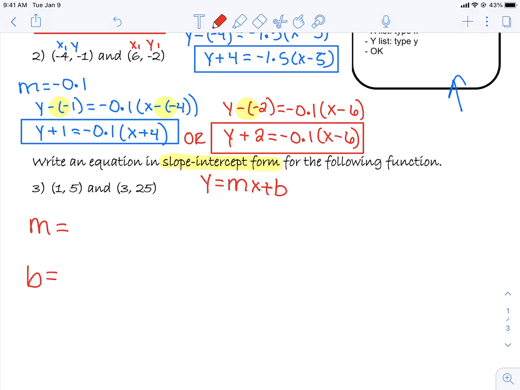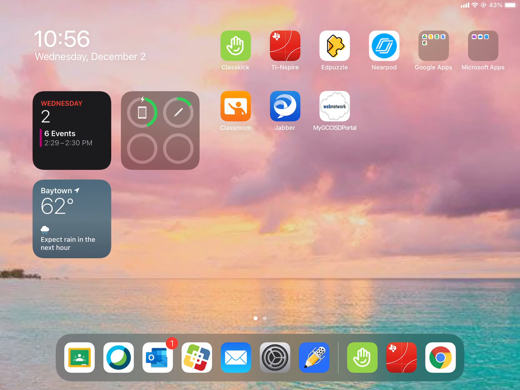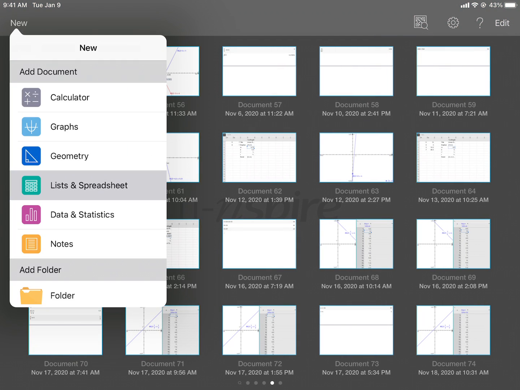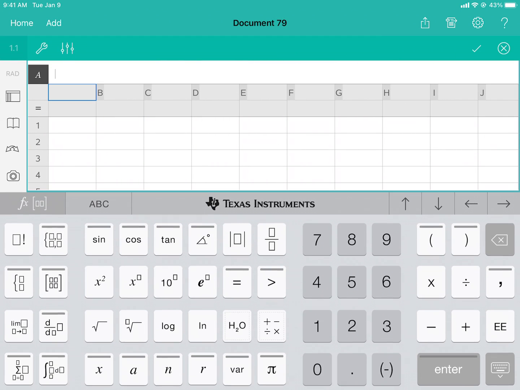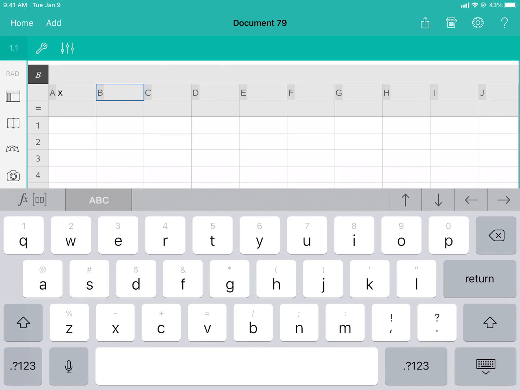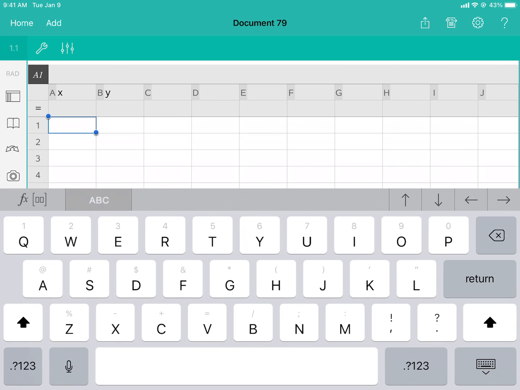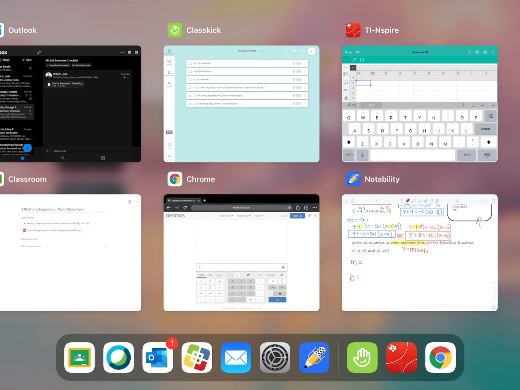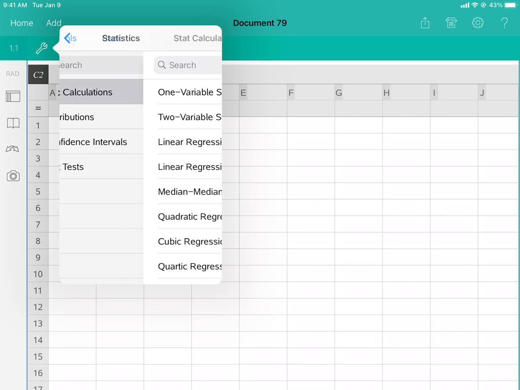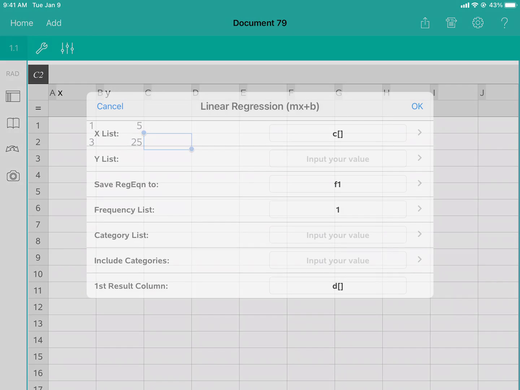So I'm going to go back to the calculator and find this. Okay, so I'm going to go home, discard my changes, new, list in spreadsheets. I'm going to type in X. I'm going to type in Y. And then my points. So my points were 1, 5, and 3, 25. So 1, 5, and 3, 25.